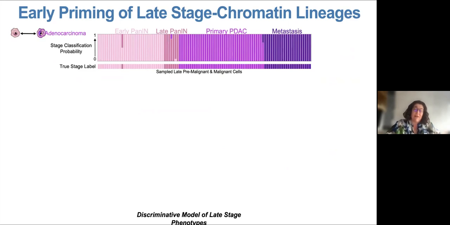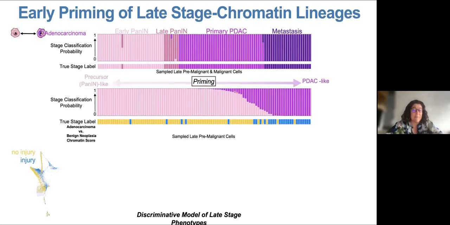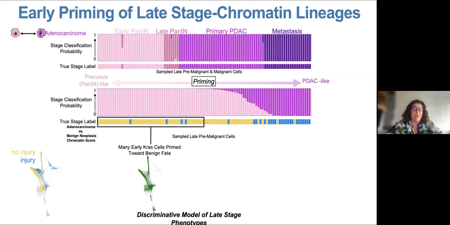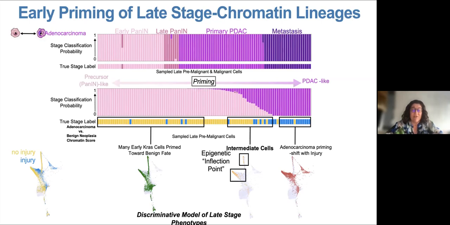But now, instead of applying it to real late stages, let's apply it to that early 2-day injury stage and see how these early stages, both the uninjured and early injury stages, classify. And what we see here is that all of them classify either as priming towards a pannon-like state or to a PDAC-like state. And we see that many of the early KRAS cells that aren't injured are more primed to a benign state. And we see that after injury, there's an enrichment for cells that are more primed towards adenocarcinoma, but not exclusively.